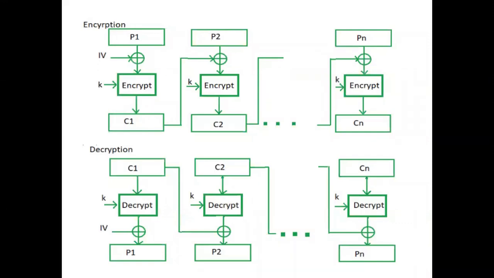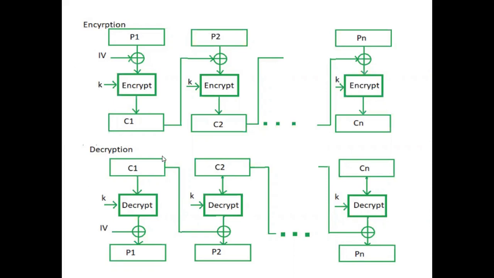After that, if you want to process the next block, the continuation block, C1 is given to the next block. For the P2 block, you perform the XOR with C1 and you get an output. On that you perform the encryption with the key. So, cipher block chaining. Cipher block chaining, like that it continues till n blocks.